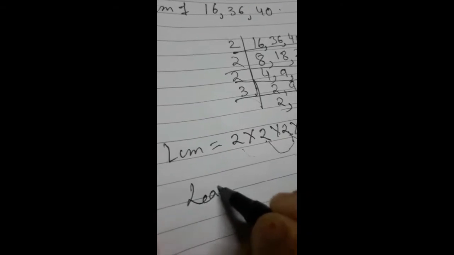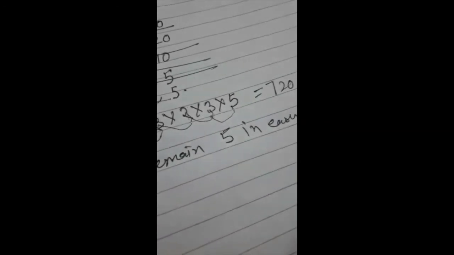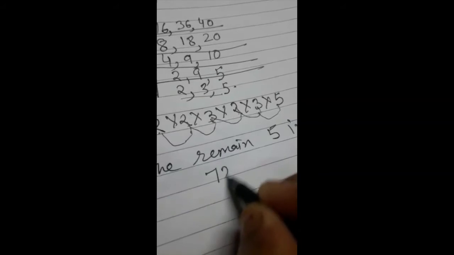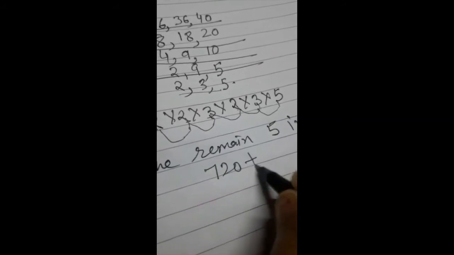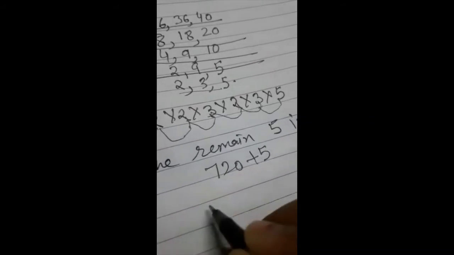Now another thing is mentioned here, it leaves the remainder 5 in each case. At last we add 720 plus 5. Okay, the number is very easy.